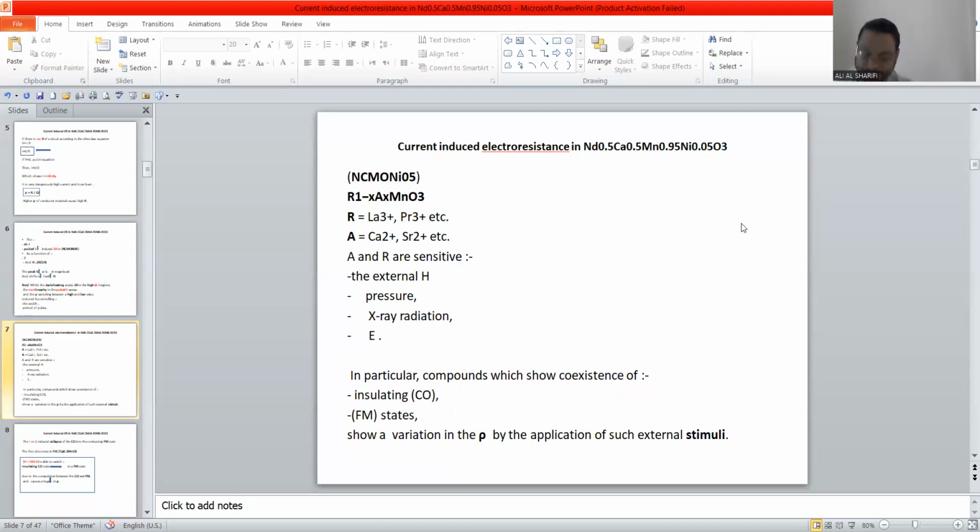Here, both the alkaline and rare earth are sensitive to external stimuli: electromagnetic pressure, X-ray radiation, and electromagnetic field. In particular, compounds which show coexistence of insulating, charge ordering, and ferromagnetic states show variation in the resistivity by the application of such external stimuli. We will talk about the stimuli in the next slides, which kinds we have, and some simple idea about the stimuli kinds.